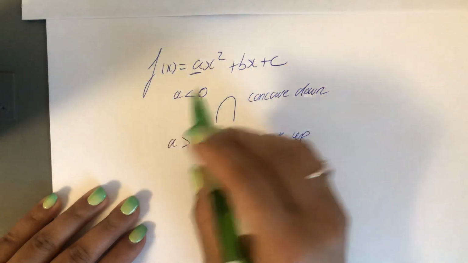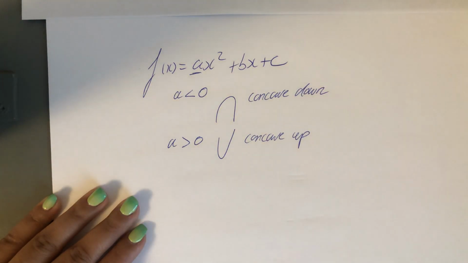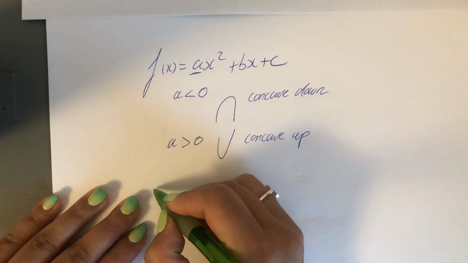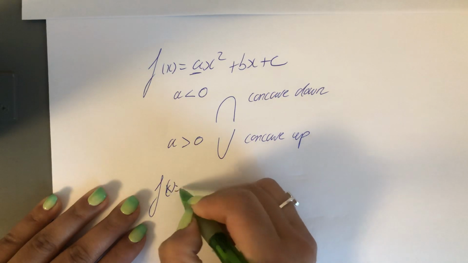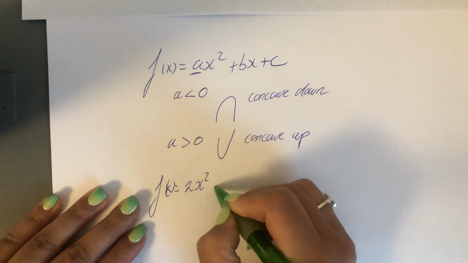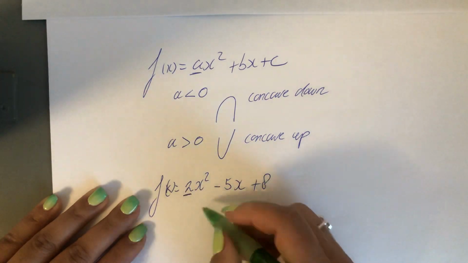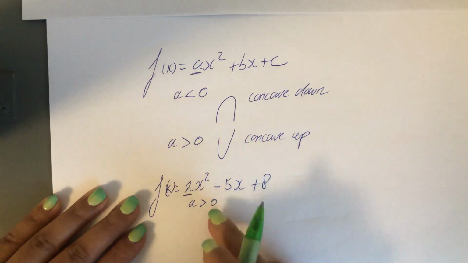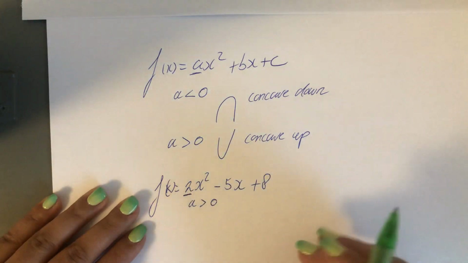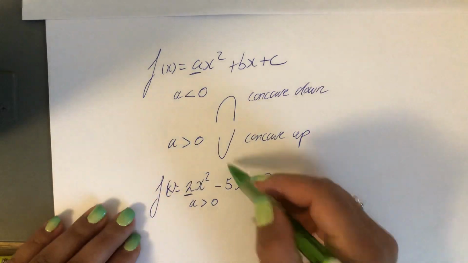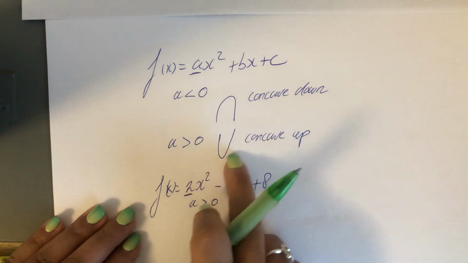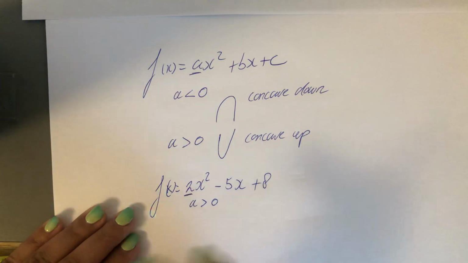Now, examples are this one. Let's say f(x) is 2x squared minus 5x plus 8. You look at the 2, the a is more than 0, so I know I have a concave up formula. When I'm gonna draw it, I know, hey, I will have a parabola looking like this.